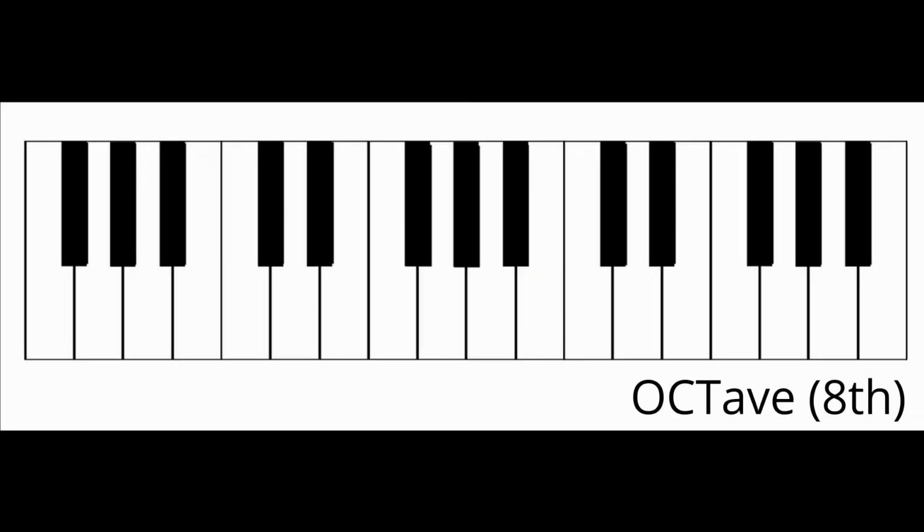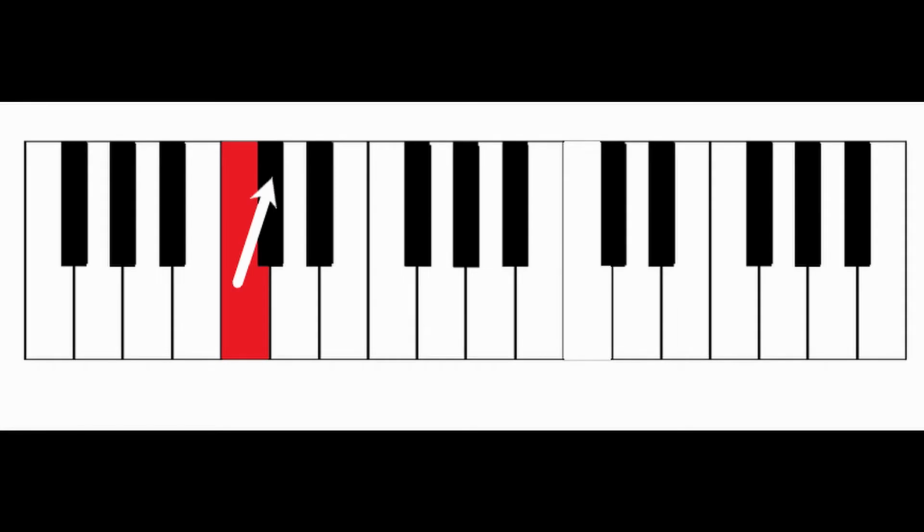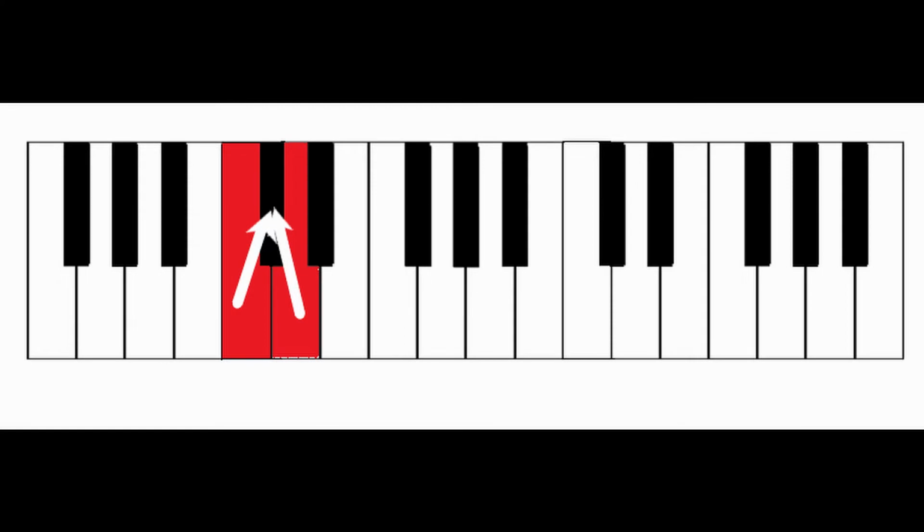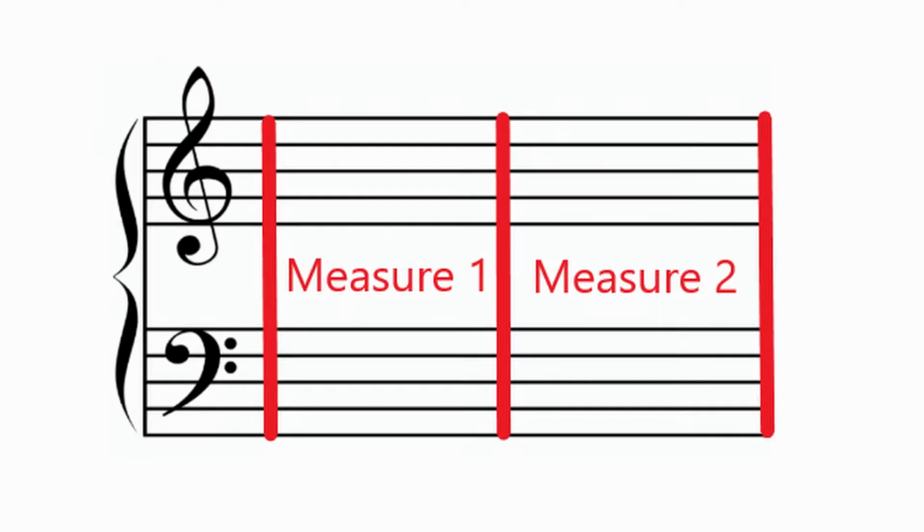an octave. Now, we also have black keys that either go sharp, like this would be C sharp, or flat, which would be D flat. So yes, black keys can have more than one name. Now let's talk about rhythm.